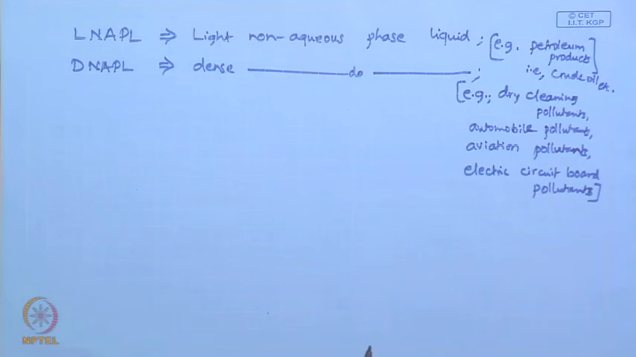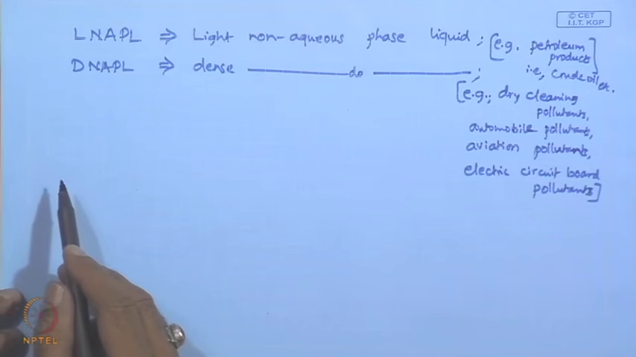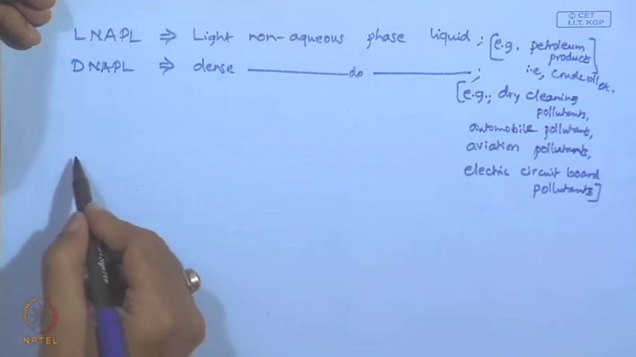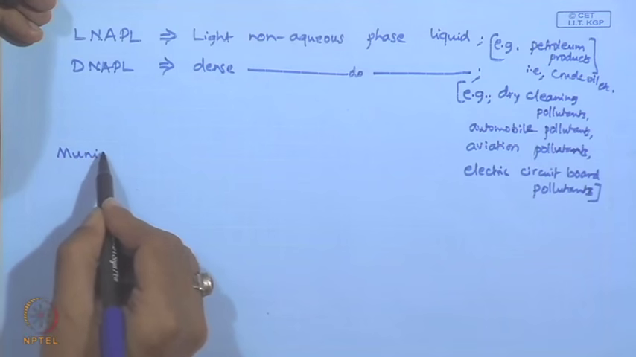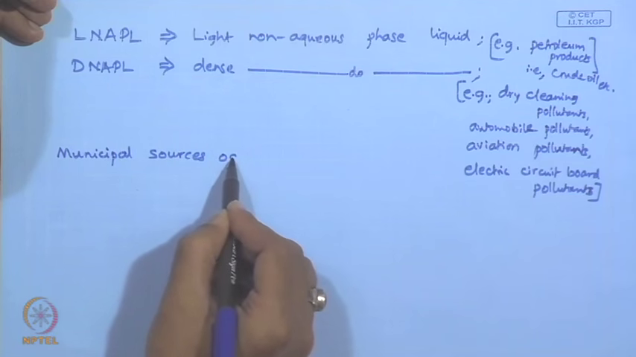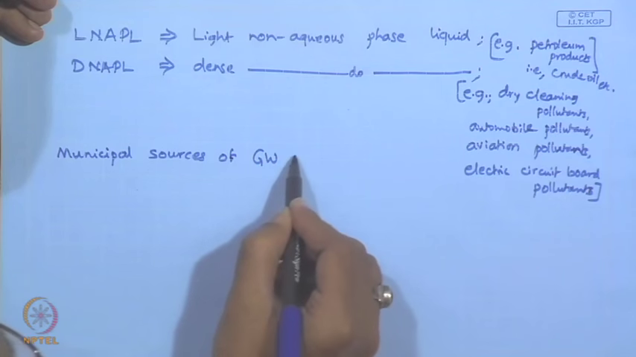So, this is the classification based on the geometry, whereas the classification based on the sources is a fourfold classification, starting with the municipal sources of groundwater pollution, followed by industrial sources, agricultural sources, and then miscellaneous other sources of pollution. Now, let us discuss the municipal sources of groundwater pollution.